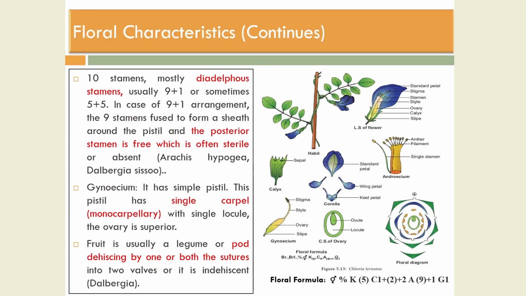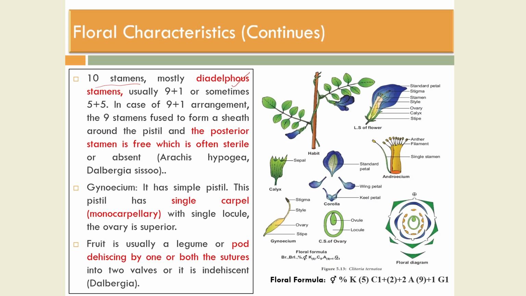If we move to the next floral character, that is the reproductive character like the stamen. If you have to identify this particular plant, this is the most important characteristic present in this family, Fabaceae. The number of stamens present is 10, and in most cases they are diadelphous. We previously studied the family Malvaceae, in which they are monadelphous.